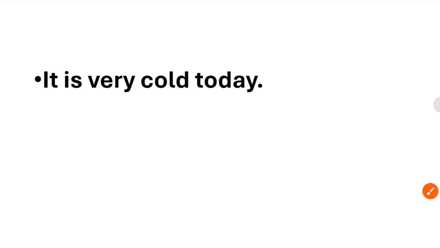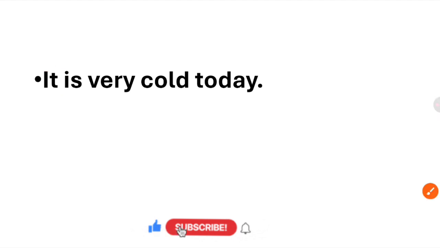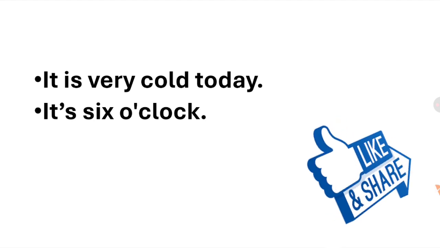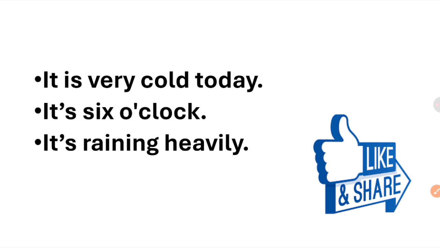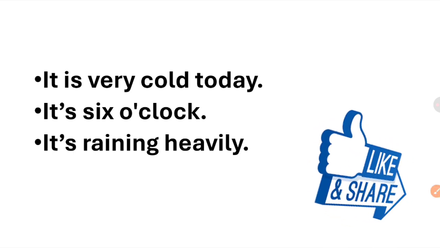Let's see the examples. It is very cold today. So you will not say this is very cold today. You will say it is very cold today. So it is quite a clear rule in English grammar that we use it to mention the weather. Or the time also, you can say it is 6 o'clock. So you will not say this is 6 o'clock. If you use this, that will be incorrect. So it is 6 o'clock. It is raining heavily. You will not say this is raining heavily. If you say this, then you are saying it wrong.